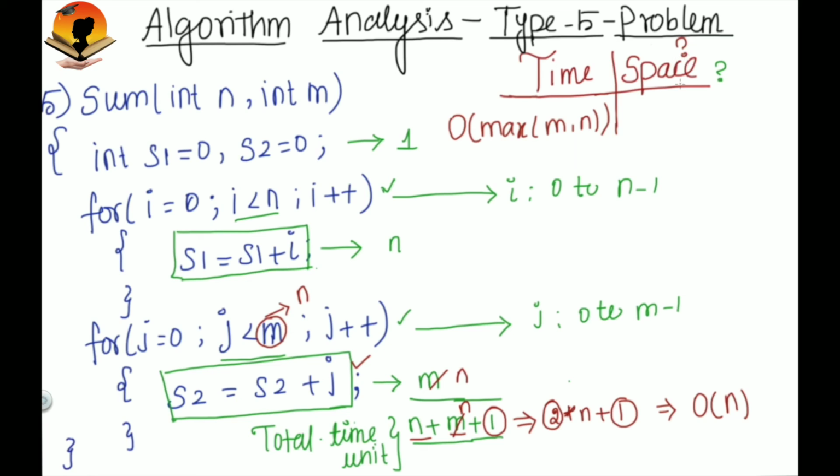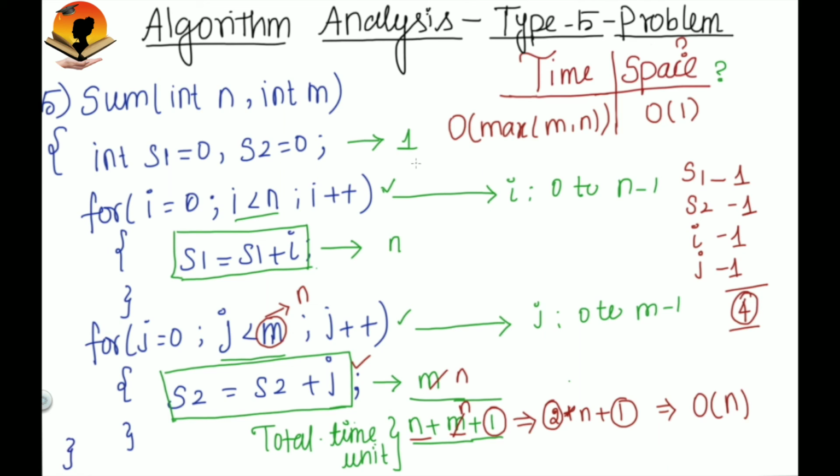Now what about the space complexity? Here we are having variables s1, s2, i and j. Each one takes 1 unit of memory and the total memory unit is 4, which is constant. So the space complexity for this problem is order of 1.